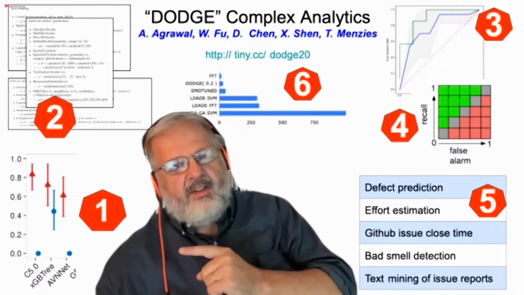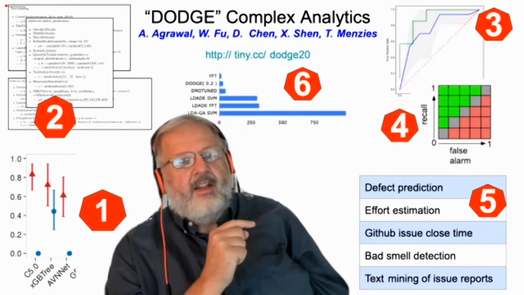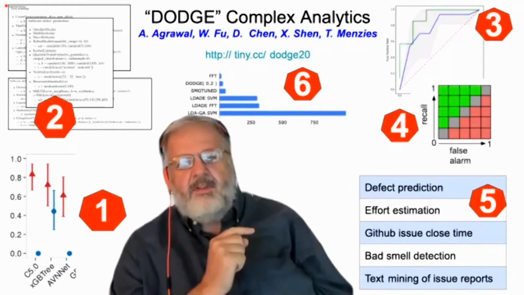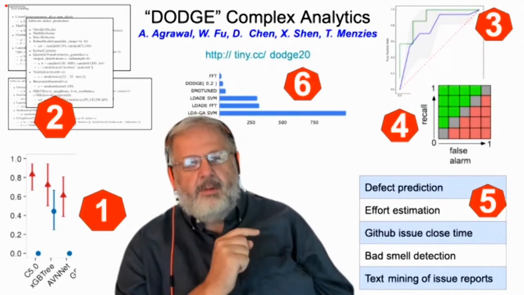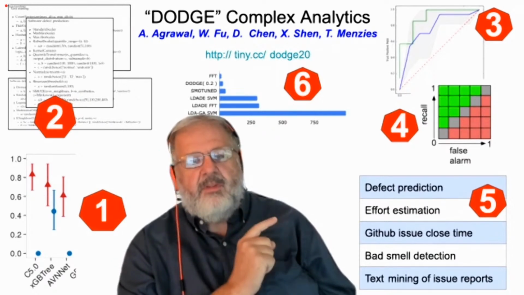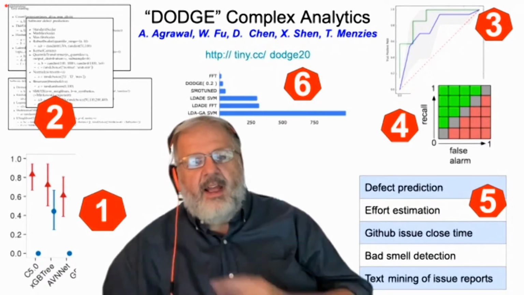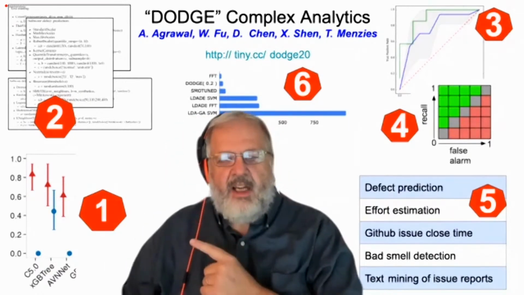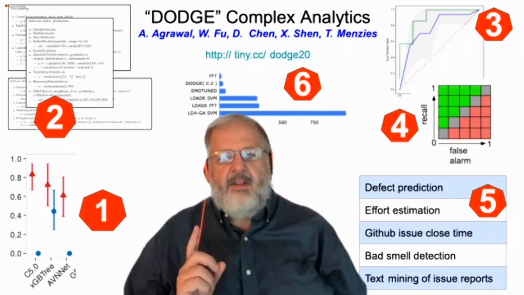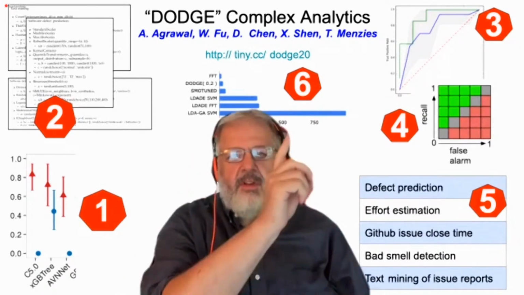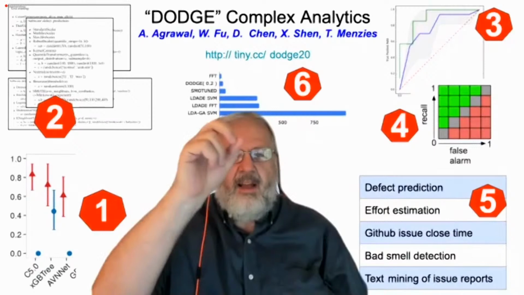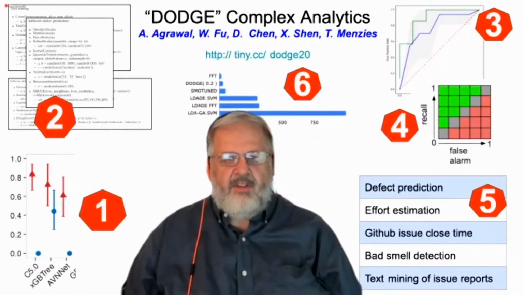We've tried this for these applications: defect prediction, effort estimation, GitHub issue close time, bad smell detection, text mining of issue reports. And I can tell you that this taboo search across a small number of equivalent outputs does as well as some sort of GA or NSGA2 or MOEAD search of this large number of options. Above me, you can see the runtimes, the blue curves. The bottom blue curve here shows the results of using a GA on this thing, and it's the largest curve. And up here, you can see the tiny number of evaluations needed to achieve.